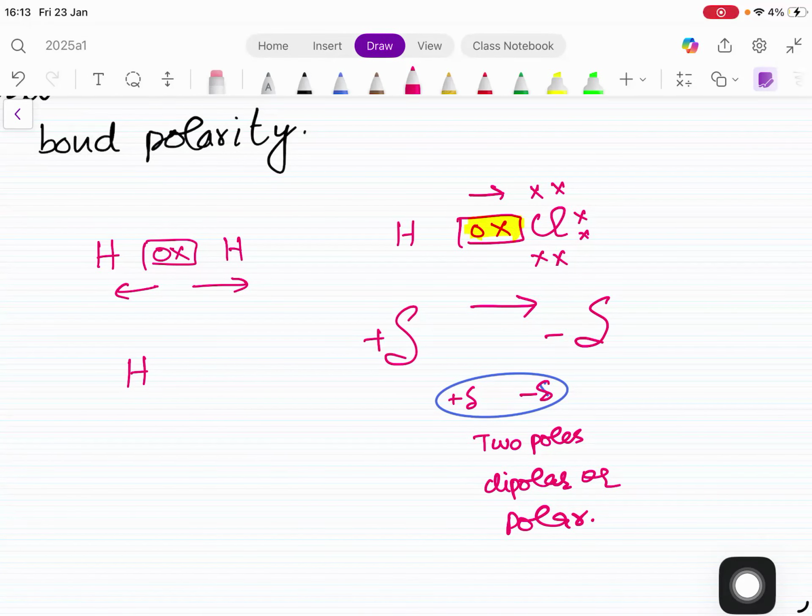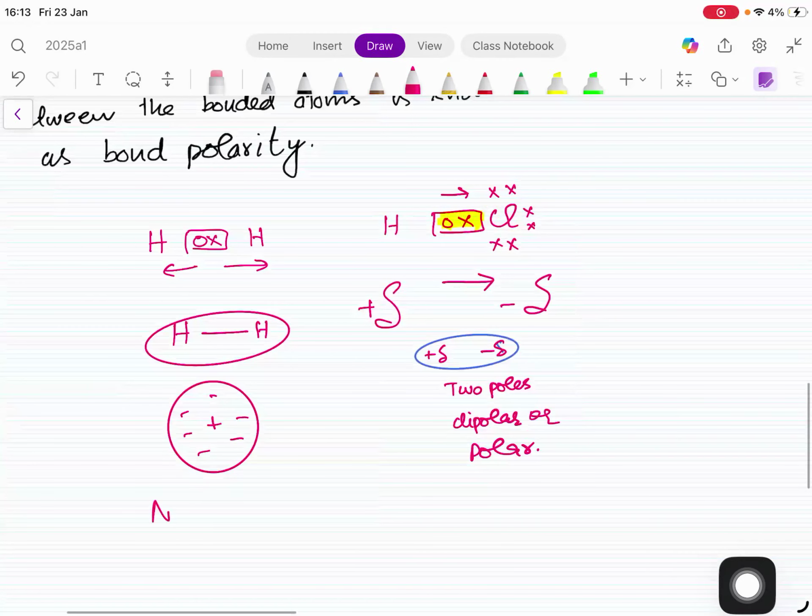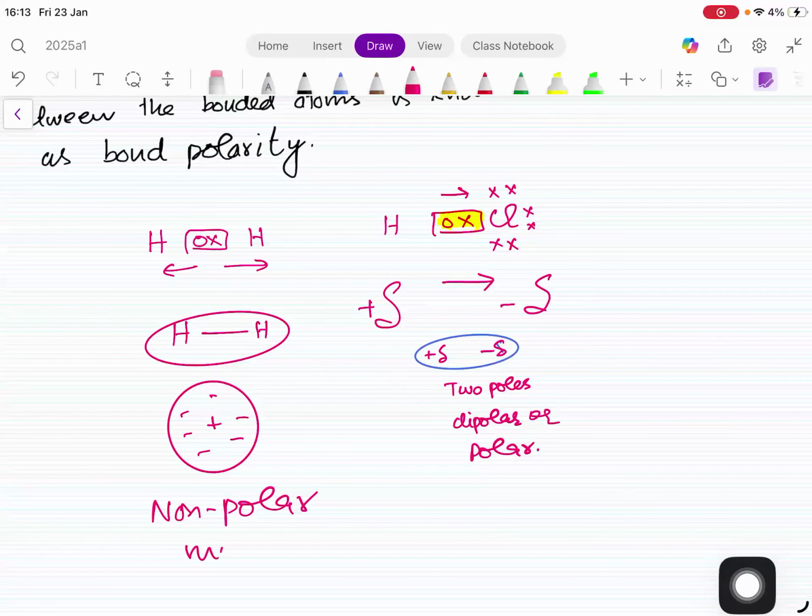On the other hand, look at this molecule of H2 that is formed. It has no such phenomena. Charges are there because the hydrogen molecule also contains electrons and protons. But if you look at it in the charge context, negative is outside and positive is inside. No charge separation takes place. This type of molecule is known as a non-polar molecule, or having no dipole. So this is the difference.